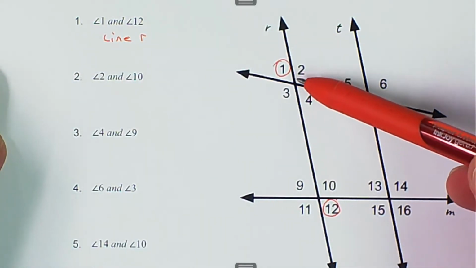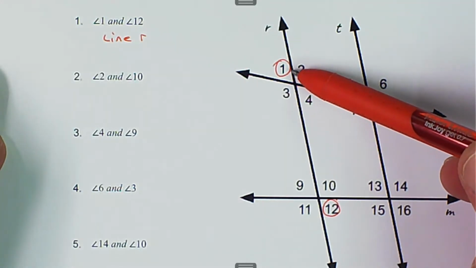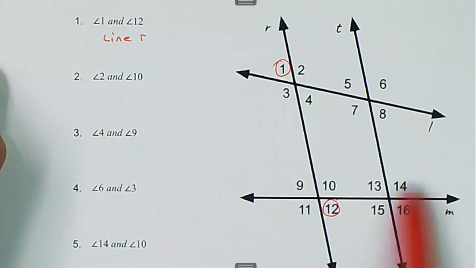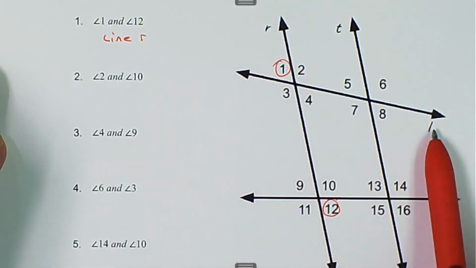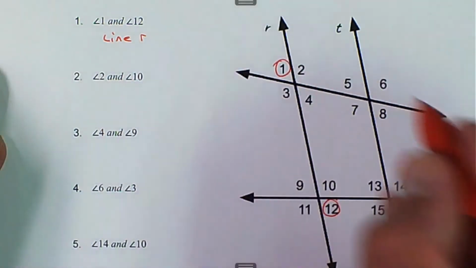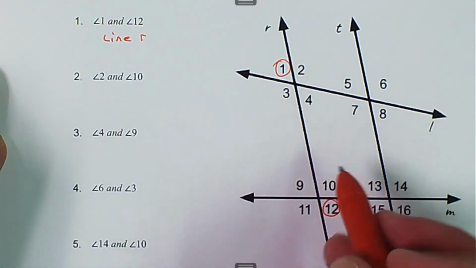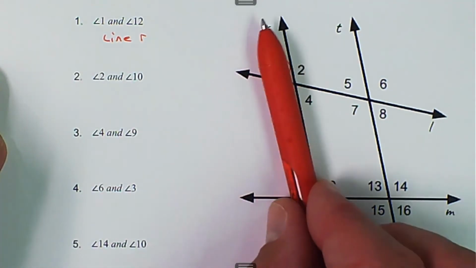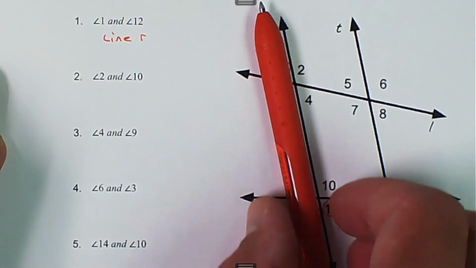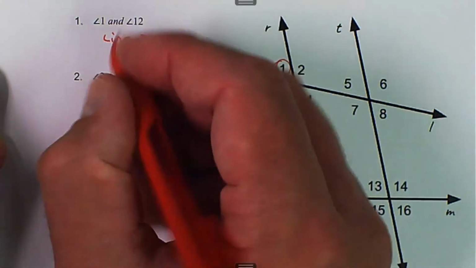A couple things we have to think of. Are they interior? Are they between the two lines that are cut, M and L? One's outside and 12's outside, so those are exterior. And if I put my pencil here, do I cover both of them up? Are they on the same side? No, I cover one up and the other one is uncovered. Because of that, they're going to be alternate exterior.